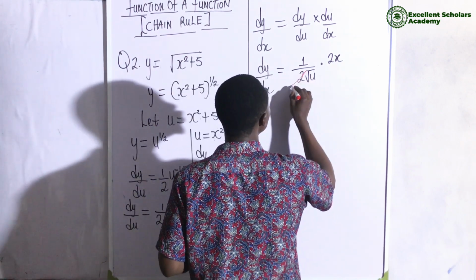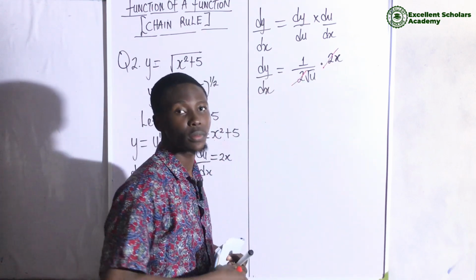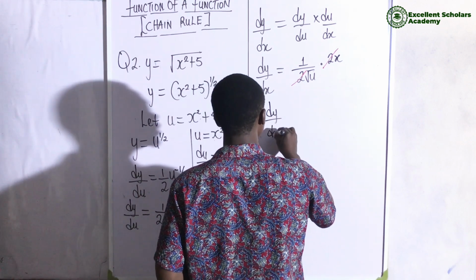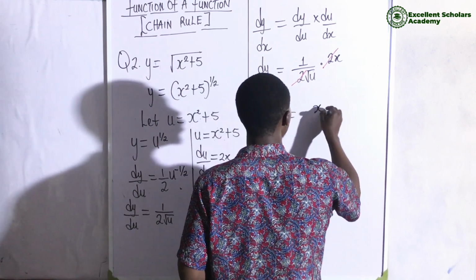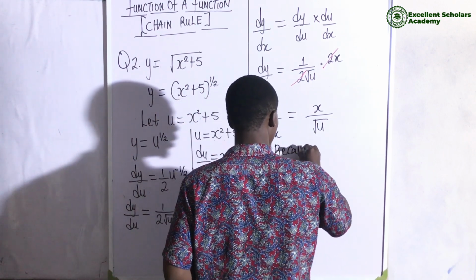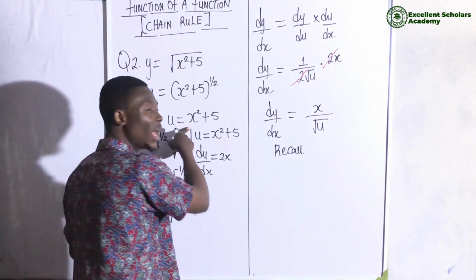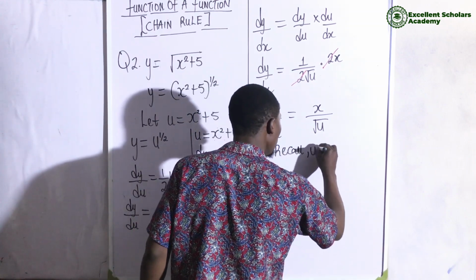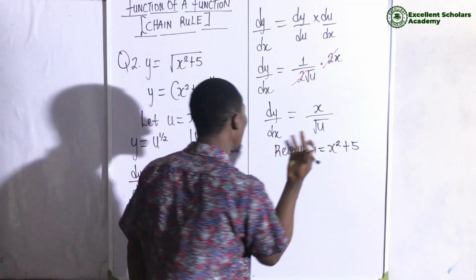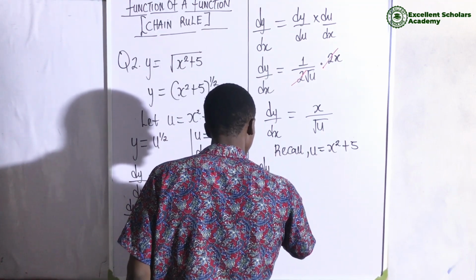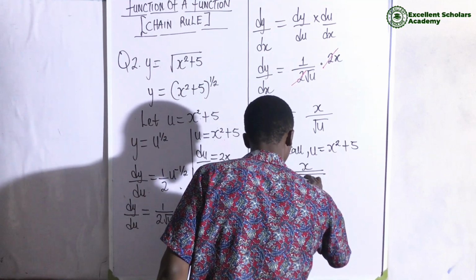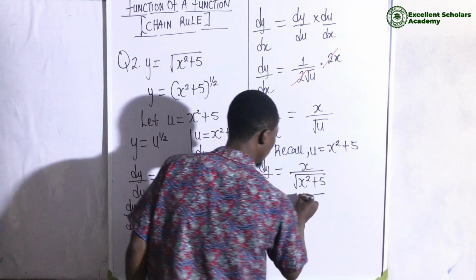Now, if you watch closely, these 2 can take away these 2. So what we will be left with is dy dx equals x over root u. Now, recall that u equals x squared plus 5. Very, very important. So finally, our dy dx is going to be equal to x over square root of x squared plus 5. And that will be our final answer.